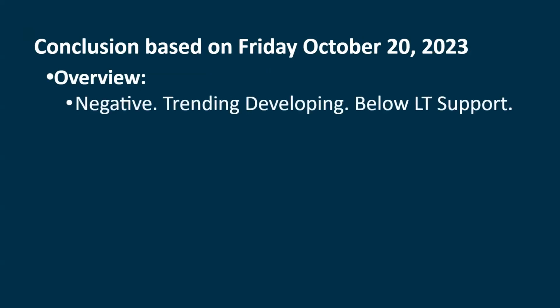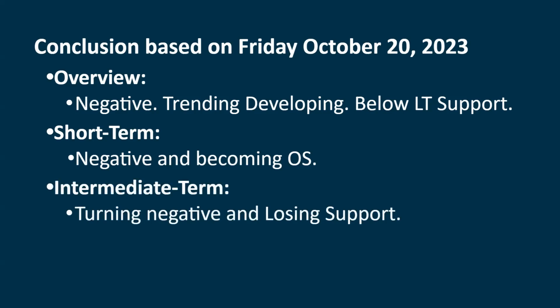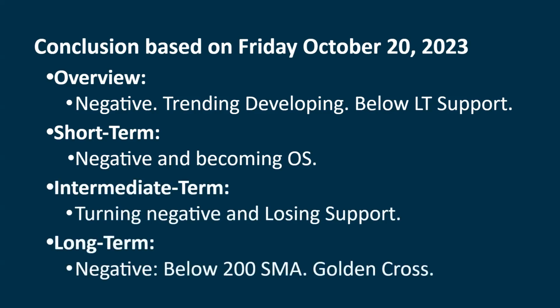So our conclusion for Monday is that we're negative right now. A new trend is developing on the daily charts, and we're below long-term support. That's the moving average, the 200-period moving average. We're becoming a little bit extreme negative in the short term. We're turning more negative and losing support in the long term. And this is the first time in a long time we've closed below the 200-day simple moving average. That is turning things more negative.